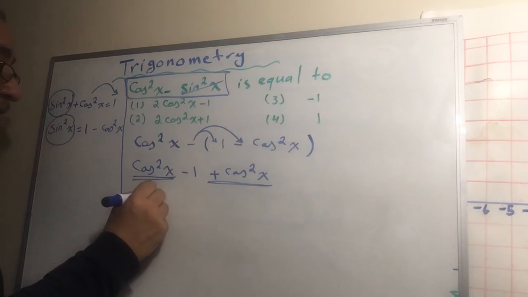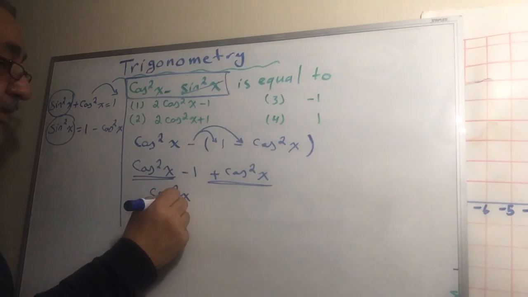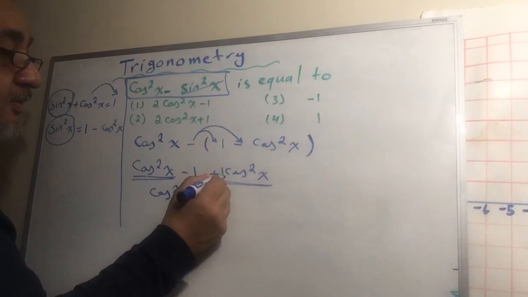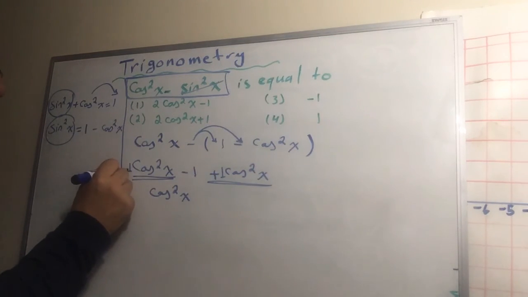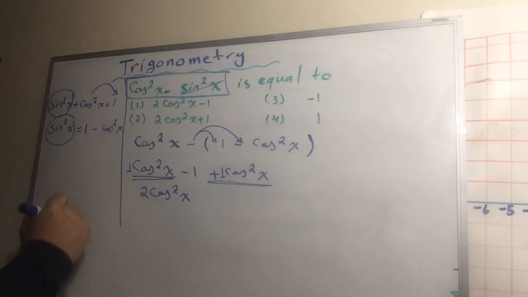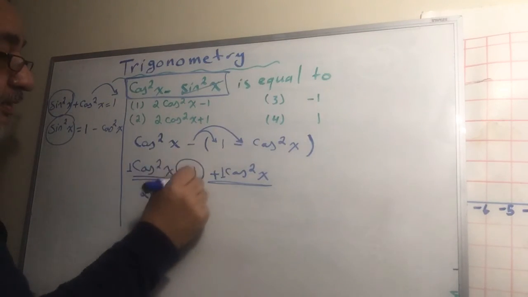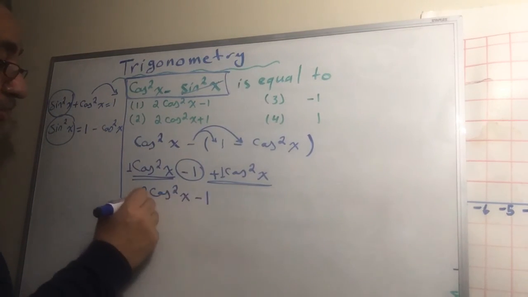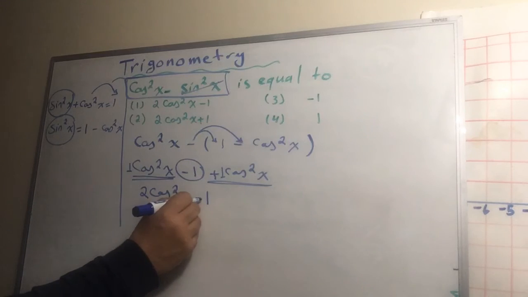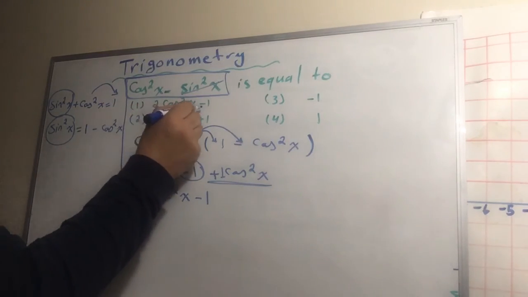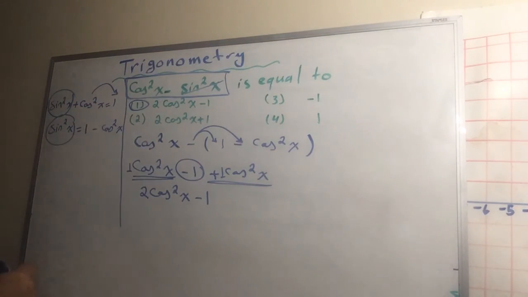So keep cosine square of x. And you add the number before cosine square, right here is 1 and right here is 1. 1 plus 1 is 2. And we have here negative 1. So it has to be 2 cosine square of x minus 1. And 2 cosine square of x minus 1 is 1. And we're done.